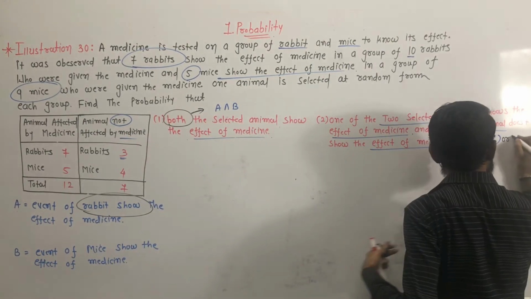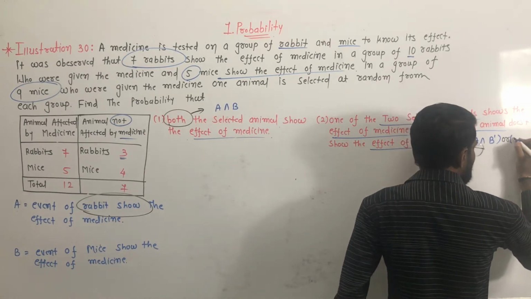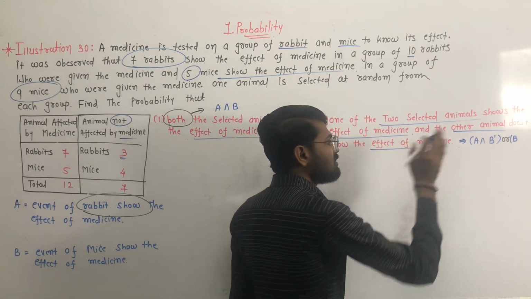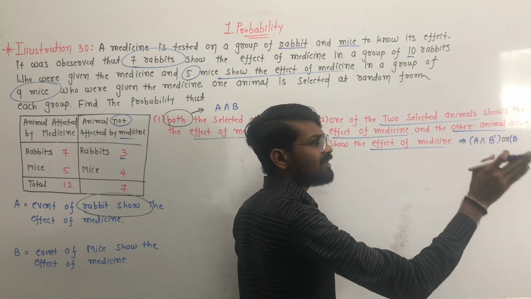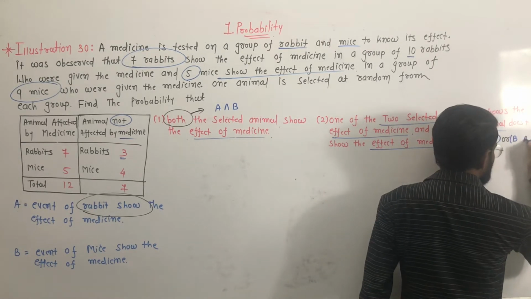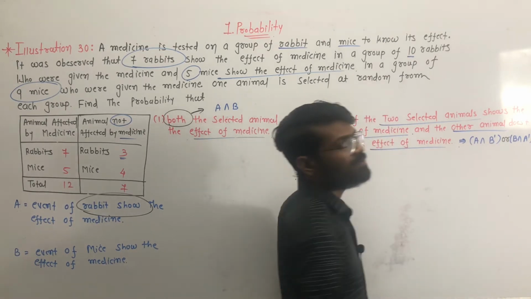Yes, so it is denoted by the event B, which means the mic is affected by the medicine, and another animal will be rabbit, and rabbit doesn't get affected by the medicine. Yes, so this event is called A dash, and there is the intersection. Okay, तो ये दोनों में से कोई भी event आ सकती है.